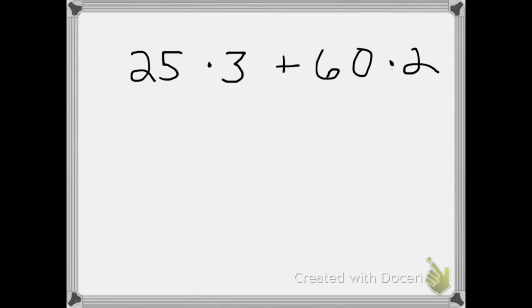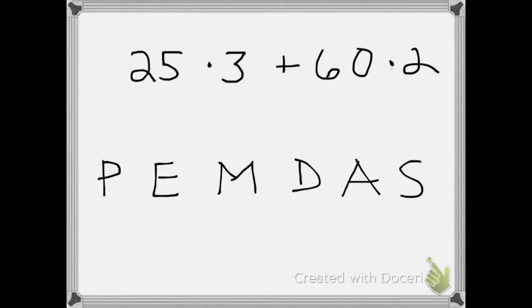Okay, so the first problem we're going to look at is what we have here. Remember, we have our PEMDAS rule. PEMDAS is an acronym to help us remember the rules of order of operations. All right, so let's take a look at that. We'll write that down, and we'll use that throughout.